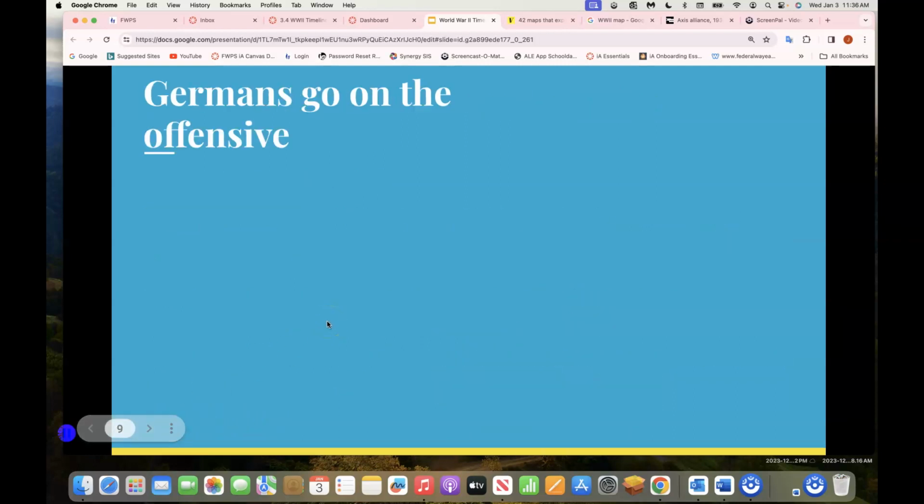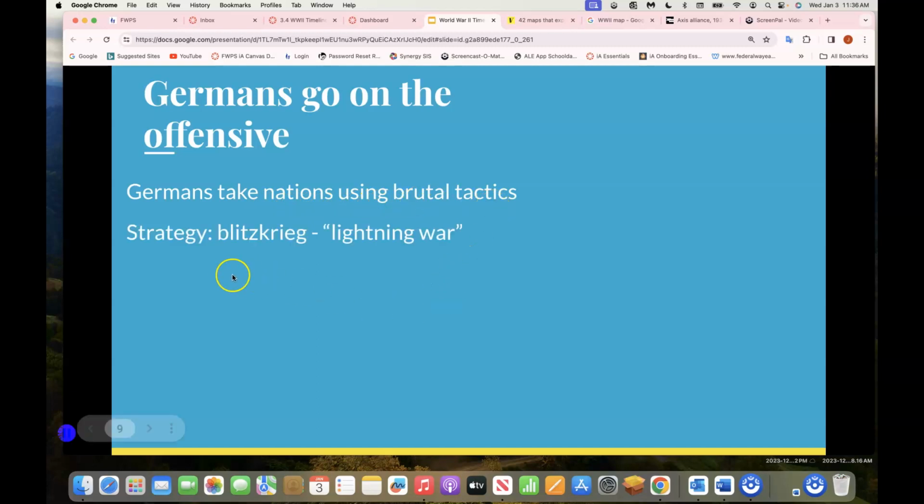Germans go on the offensive. So now they're fully involved in war, and they are going to continue going until they get what they want. Germans take nations using brutal tactics, okay?